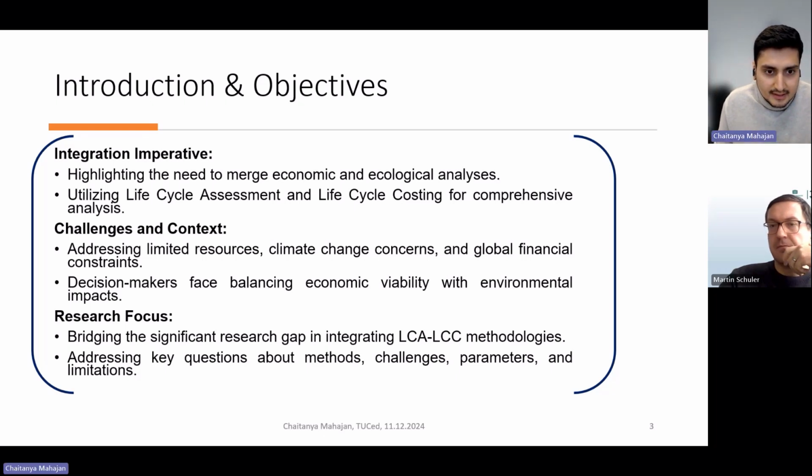Then we move on to our next key concept, which is life cycle costing. Life cycle costing, as I said with life cycle assessment, focuses on environmental impacts throughout the life cycle.